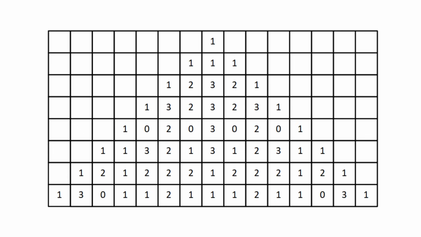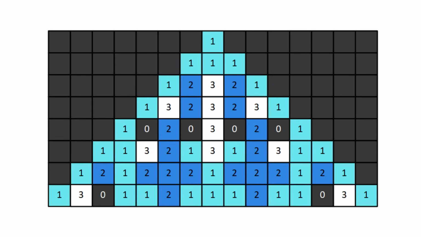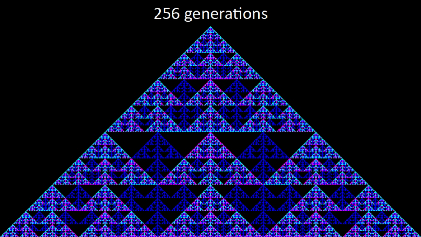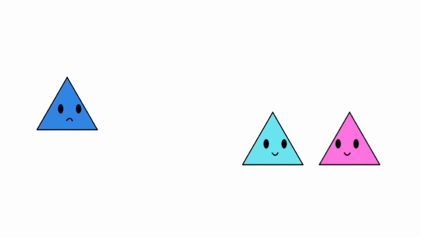Now, since we only have 4 possible numbers, we can assign a color to each one. In this case, 0 is black, 1 is cyan, 2 is blue, and 3 is magenta. When you let that run for 256 generations, you end up with this. I could go on and on about all the interesting things you can notice. Like how every row at a power of 2 contains the pattern 1, 2, 3, 2, 1, or how blue can be found in isolation, but cyan and magenta are always found together.